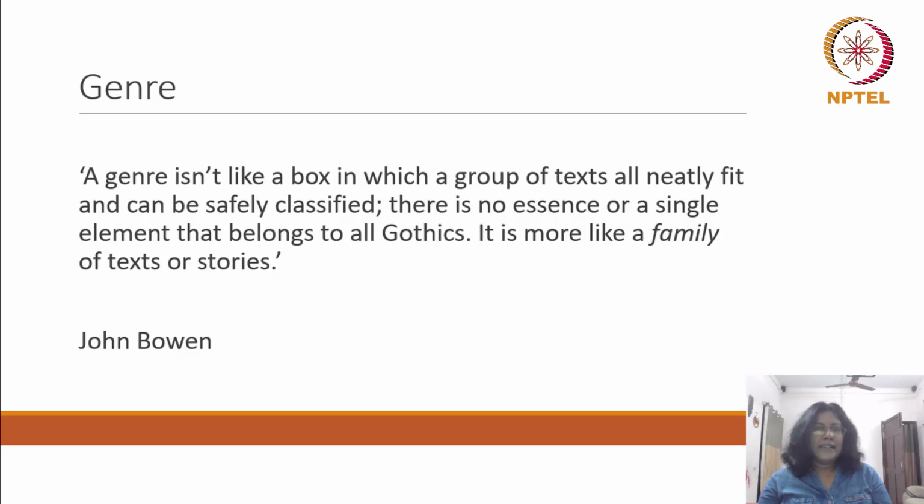Now, how do we understand the genre? A genre is nothing but a type, a kind. So how do we define it? How do we understand it? A genre is not a box. John Bowen says that a genre is not a box in which you put a group of texts which look the same. A genre cannot be safely classified. There's no single essence or single element that belongs to all the Gothic texts. So what we need to remember is that the Gothic is a family of texts or stories.